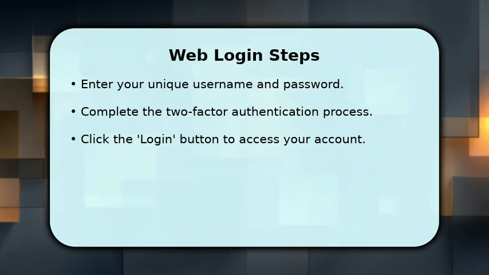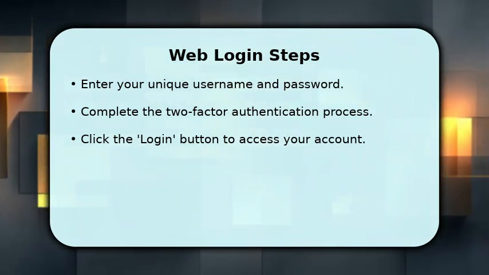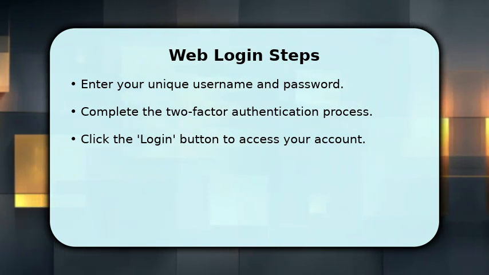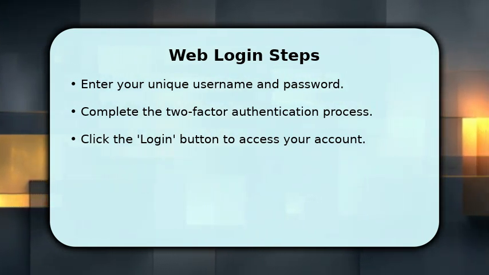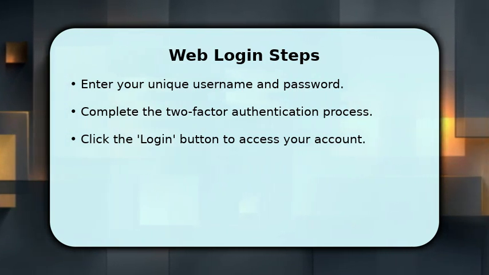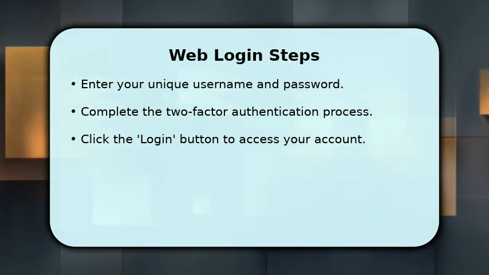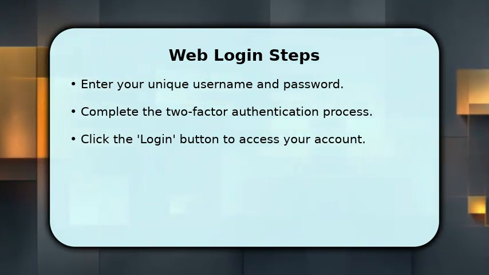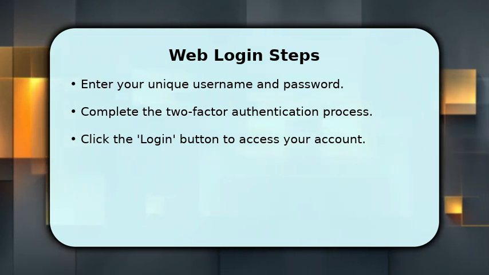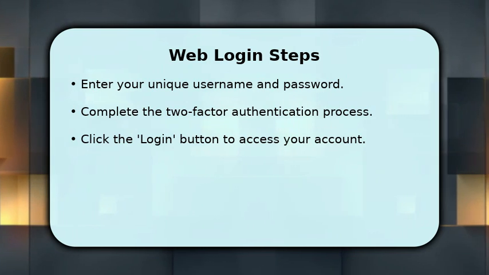On the login screen, you will need to enter your unique username and password into the designated fields. Interactive Brokers uses a secure login system with two-factor authentication for enhanced security. This means you'll typically need to provide a second verification, often a code from your mobile device or a physical security device. After successfully completing both steps, click the Login button to proceed to your account.